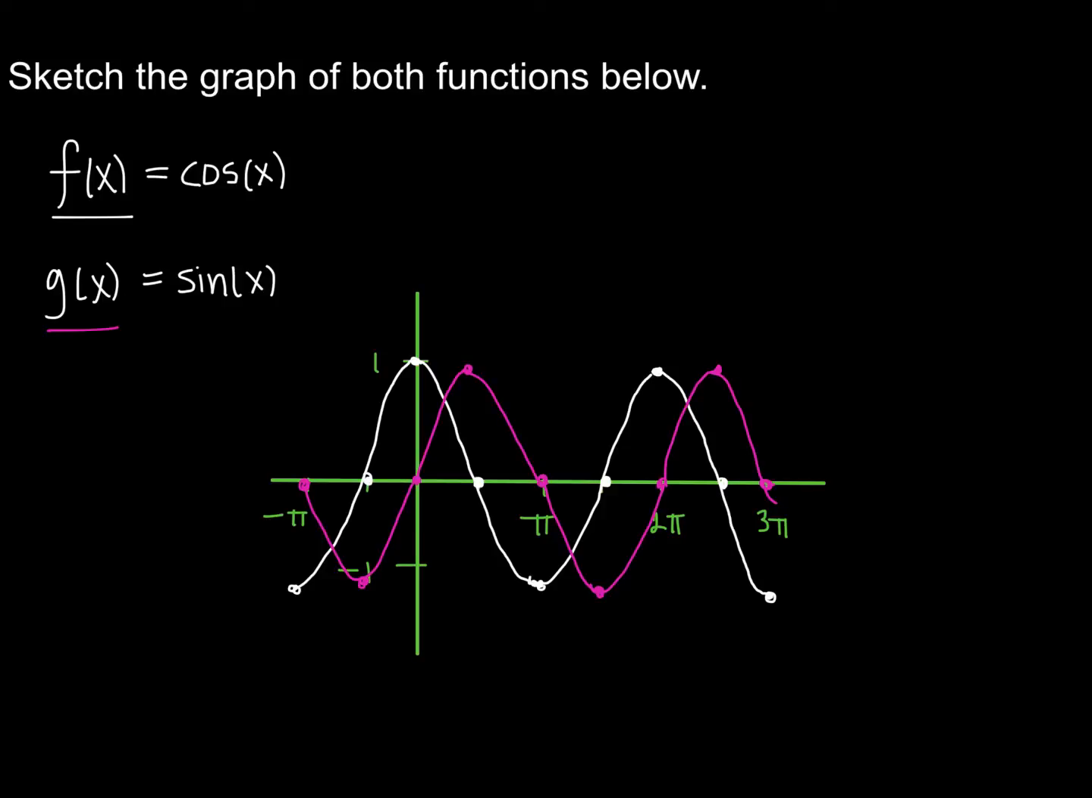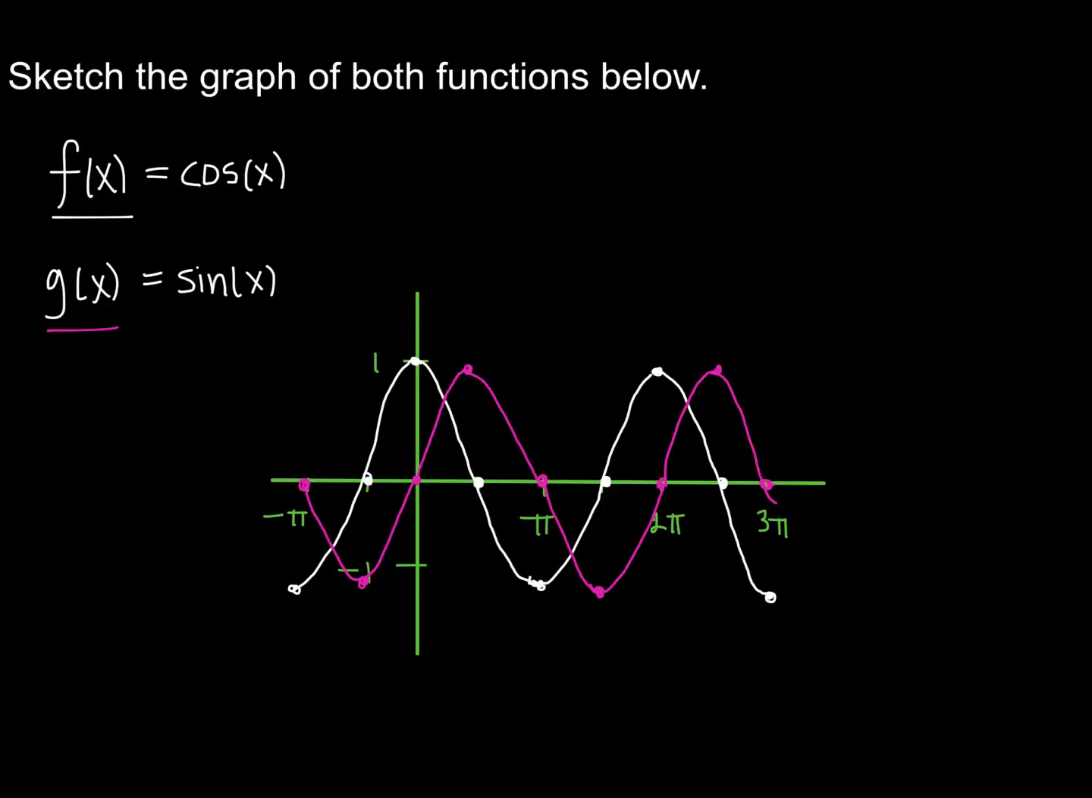Sketching the graph of cosine and sine, I'm just going to pull up my unit circle and use it to plot some points here. So I'll start with cosine. Cosine of 0 is 1. Then I'm going to go over to pi here. Cosine of pi is negative 1. Halfway in between at pi over 2, cosine is 0. So I'm plotting these points here.